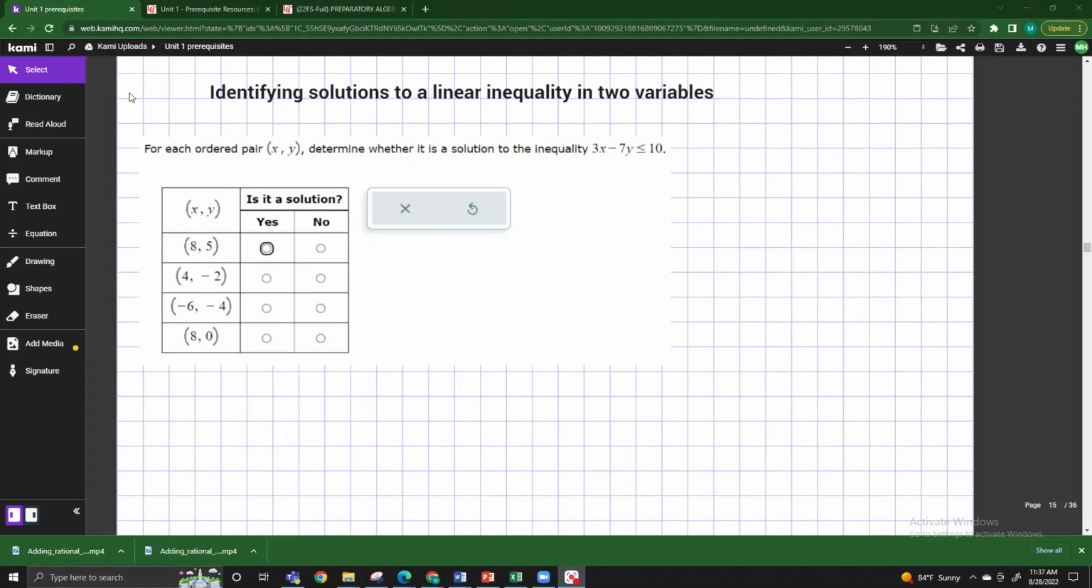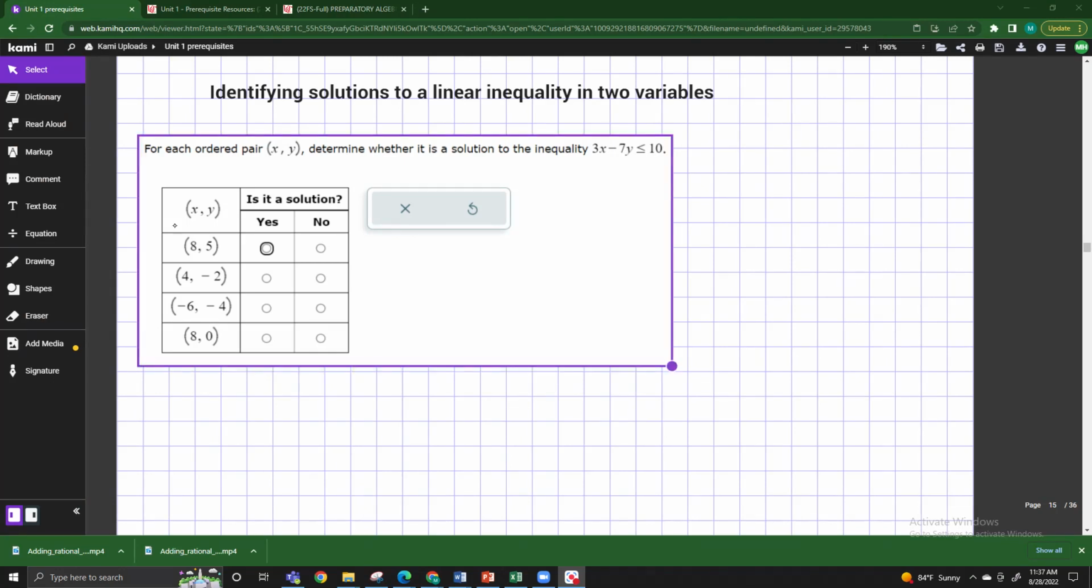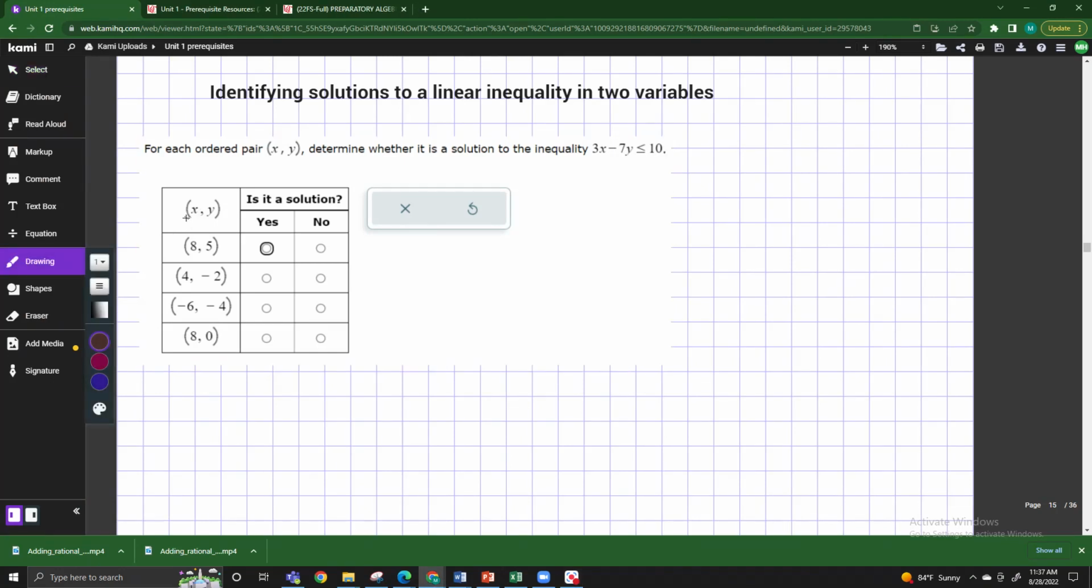Identifying solutions to a linear inequality in two variables. These are problems where we're going to be plugging in our x's and y's and seeing if we end up with a true statement. So just remember your points. Your x is always the first value. Your y is always the second one. When we're plugging it into the equation, we are going to use parentheses generally.